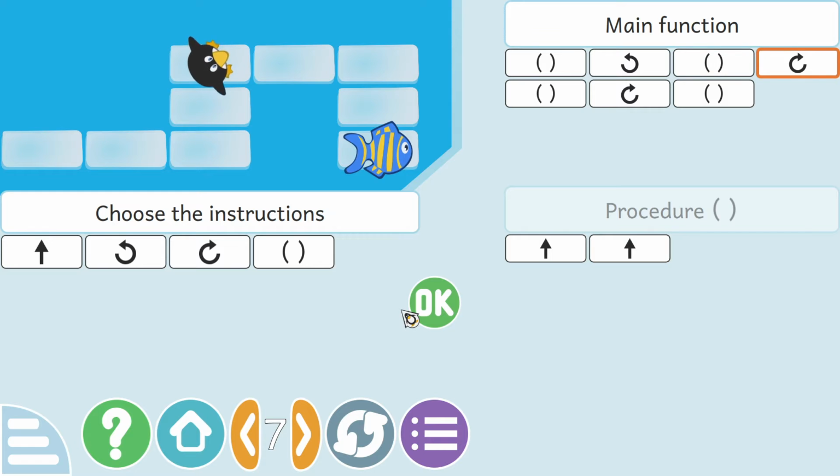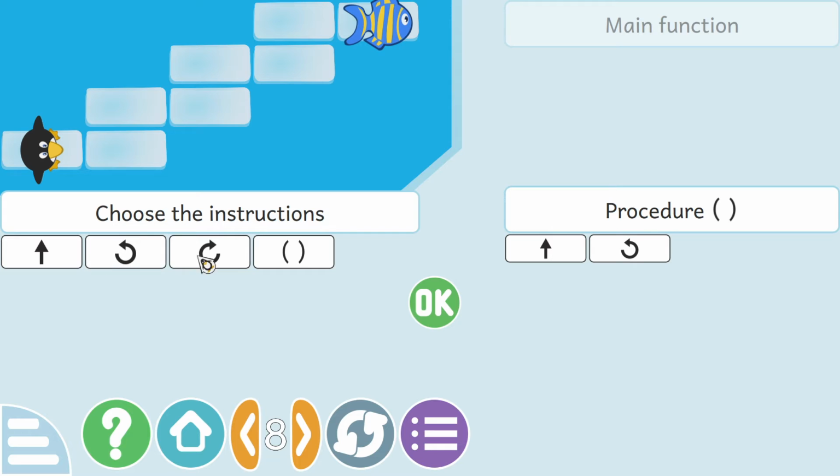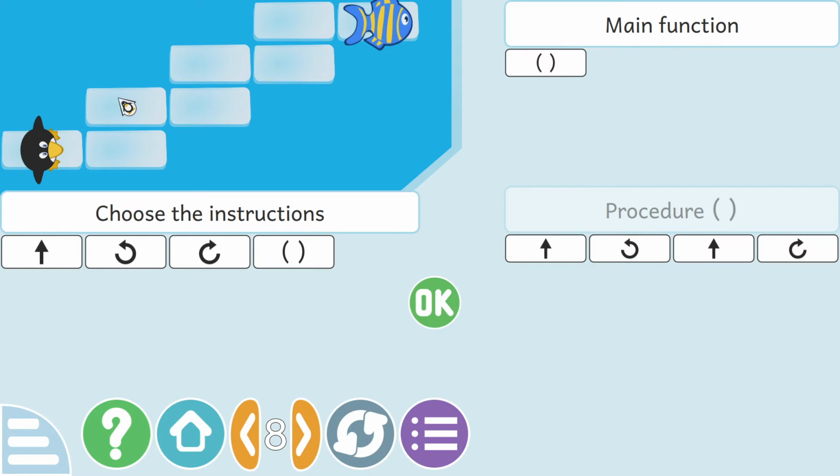I wasn't sure if I'd run out of steps and have to get a bit tricky by having a procedure do a turn as well, and then for one of the turns sort of undo the turn. So, reach the fish in less than 13 instructions. I'm going to call the procedure of walk forward, turn left, walk forward, turn right. In this case, we call the function once, we're there, twice, we're there, 3 times, we're there.